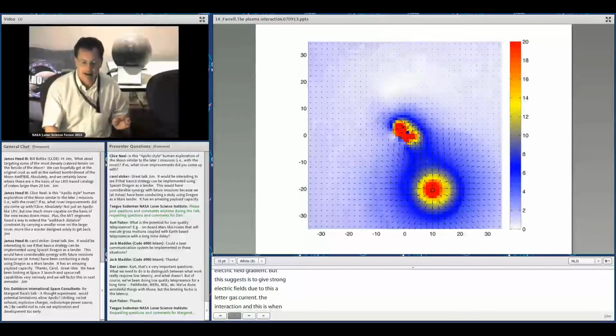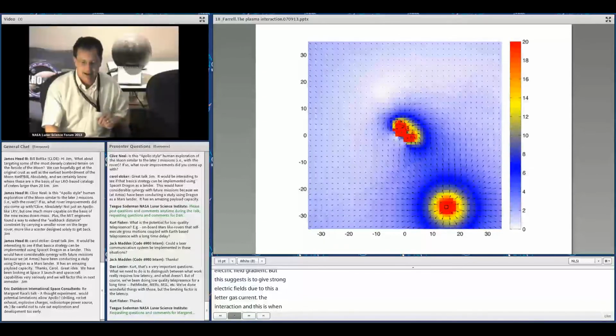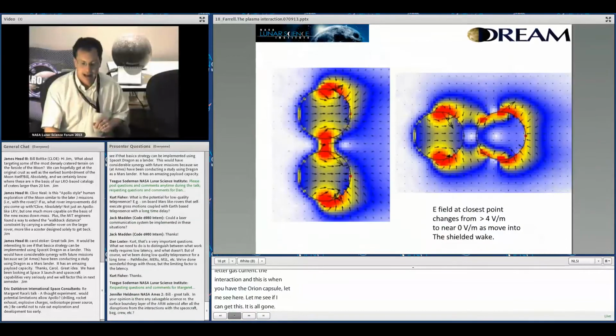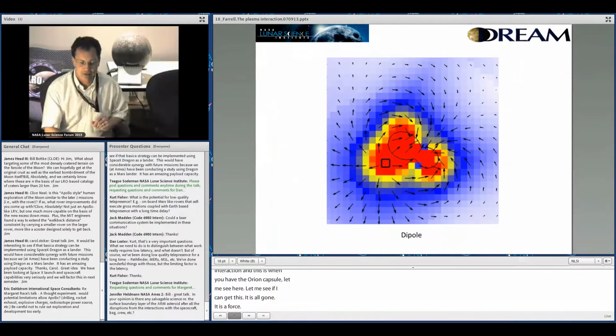Let me see here, and let's see if I can get that. It's all gone. You do an escape for an escape. And my apologies, folks. This talk, there's a number of other slides here.